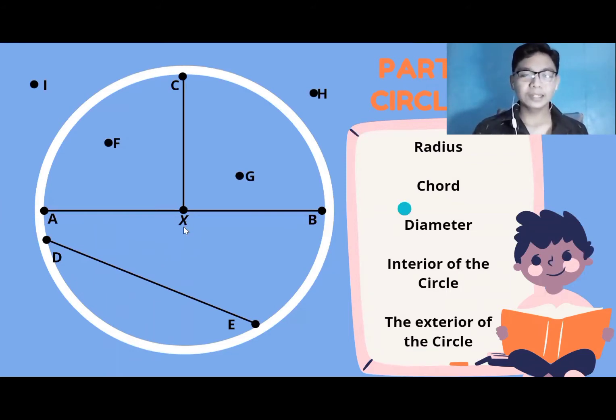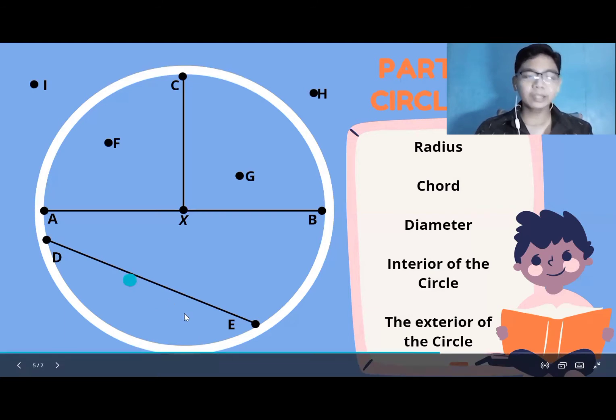So, X is the name of the circle. The circle is named after its center point. An example of the radius is DX and another is AX, because they are line segments from the center to any point of the circle. Next up is the chord, a segment whose endpoints both lie on the circle. So, a chord is a segment whose endpoints lie on a circle, like this line segment EE. Their endpoints are on the circle.